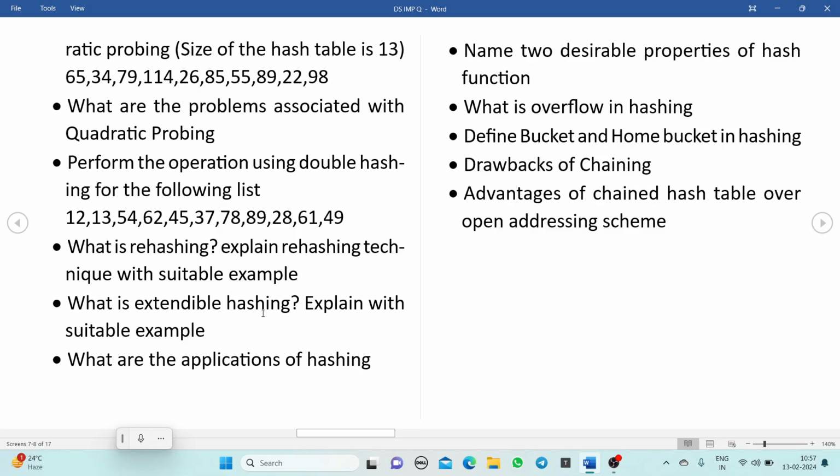What is extendable hashing? Explain with suitable example. What are the applications of hashing? Name two desirable properties of hash function. What is overflow in hashing? Define bucket and home bucket in hashing and drawbacks of chaining. Advantages of chain hash table over open addressing scheme.